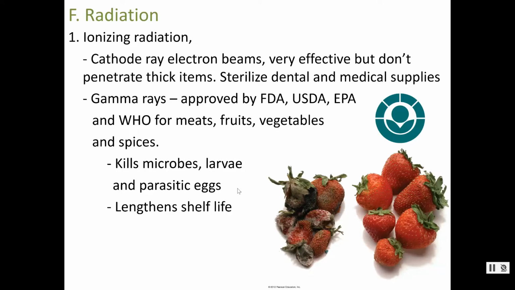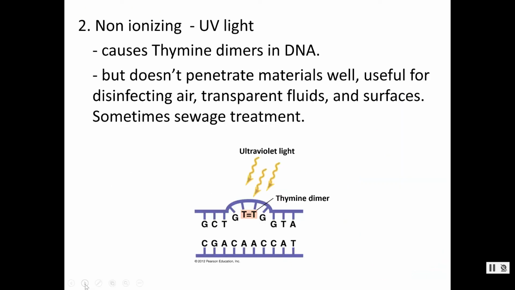So it will kill anything: microorganisms, their larvae, their eggs, and therefore lengthens the shelf life. We do use radiation to sterilize dental and medical supplies, so it is an effective physical way we can control microbial growth. Now that is ionizing radiation. We can also use non-ionizing radiation, and you've heard some things about that even with COVID-19. They're like, put it outside, let the sunlight get on it. If you leave it enough time, UV light can control microbial growth. What it does is it damages DNA.